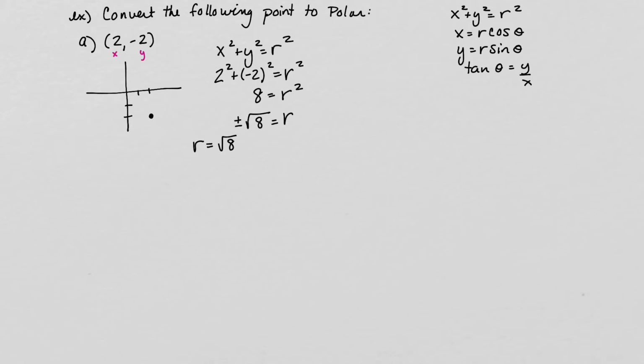And then what I need to do is use the equation that the tangent of theta is equal to y over x. So the tangent of theta is equal to y over x, so negative 2 over 2. So the tangent of theta is equal to negative 1. So now you want to think about, on your unit circle, where is the tangent of theta equal to negative 1?